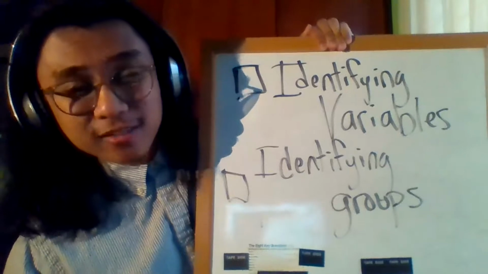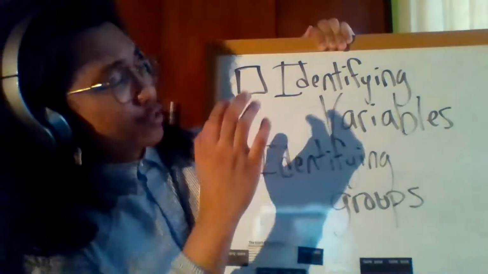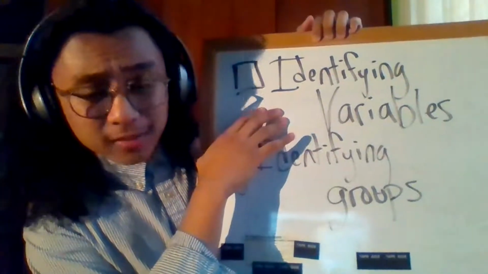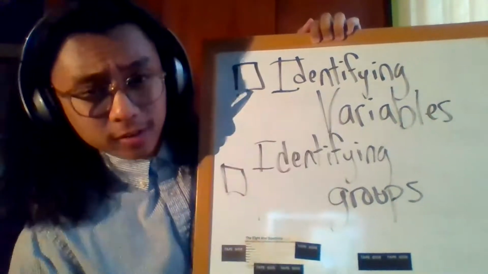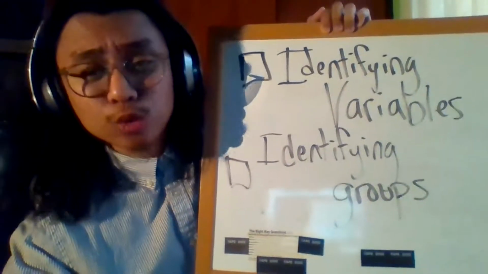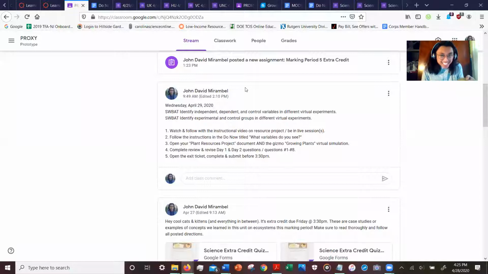We've got a lot of review for you in store today. First, we're going to be reviewing identifying variables in an experiment, in any experiment. There's 3 of them. And also identifying groups in a controlled experiment. There are 2 of them. Make your way to today's instructions and you'll see our goals for today.